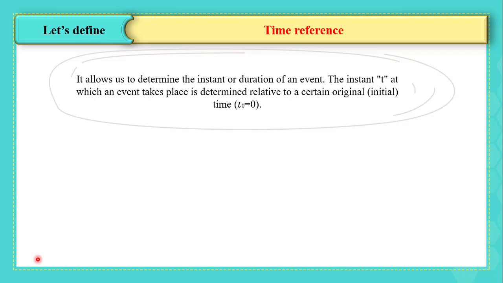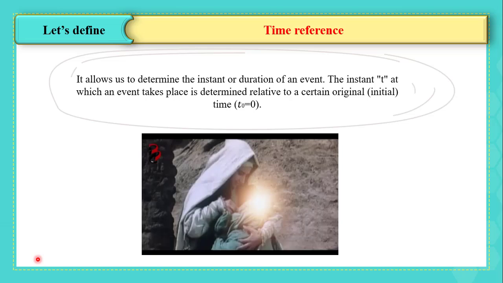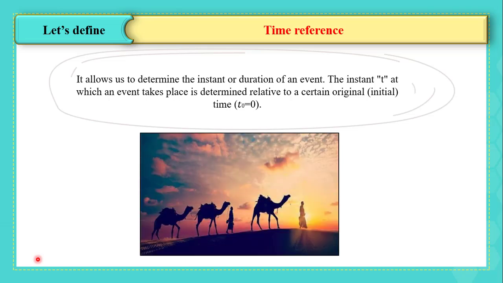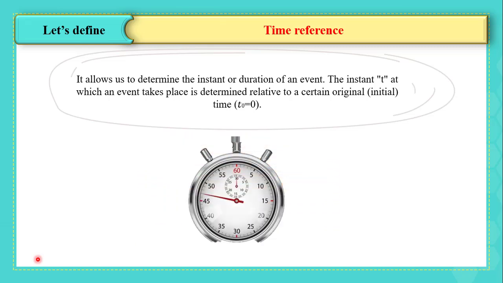The instant t at which an event takes place is determined relative to a certain original initial time, usually t0 equal to 0. For example, when we say we are in 2021, then the initial time is considered the birth of Christ. While when we say we are in 1442, then the initial time is considered the migration of Prophet Muhammad. In experiments, the best initial time is the first moment any experiment starts.